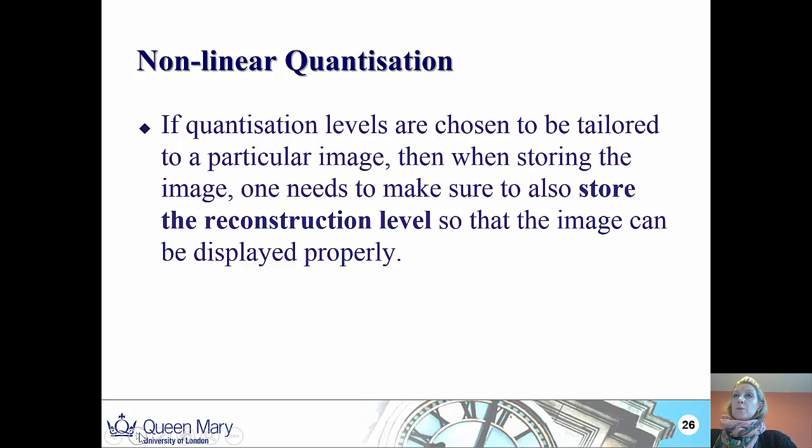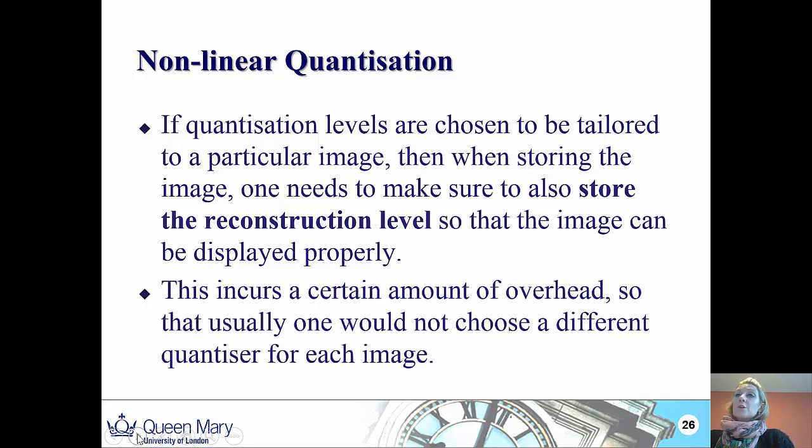So once we've decided how we're going to quantize our data that's being communicated, we need to make sure that when the image is stored, or the data that's being communicated is stored, it also needs to store the reconstruction level information so that the image can be displayed properly. So when it's encoded on one side of the network and then transmitted, it needs also to be decoded on the other side of the network. So we need to have these reconstruction levels available so that the image can be reconstructed accurately again. So this incurs overhead in association with the communication.